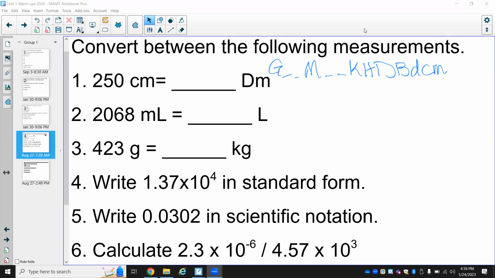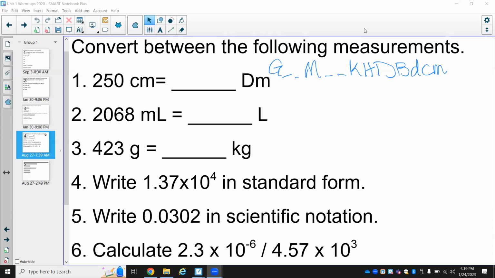Some of our smaller units. So we have like the King Henry died by is the kilo, hecto, deca. B is your base unit. That's going to be anything that does not have a prefix. So like grams, liters, meters, things like that. The lowercase d is deci. The C is centi. The M is milli.